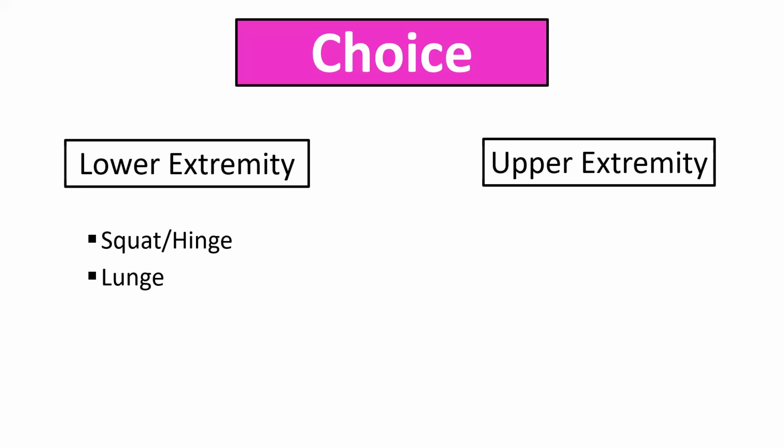Lunge is when we have a disassociated leg position. So one leg is in front of the other and the pelvis is in the middle. So this could be something like a split squat, a lunge, a lateral lunge, reverse lunge, anything like that where we are rotating the pelvis in the transverse plane in order to separate our legs. The last one from the lower extremity is step.